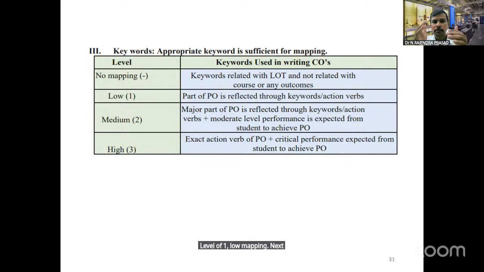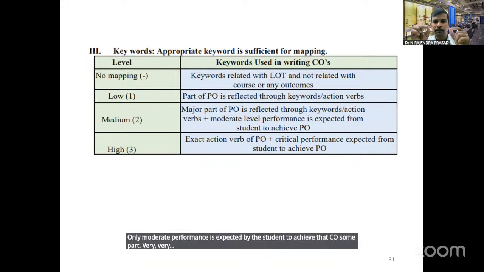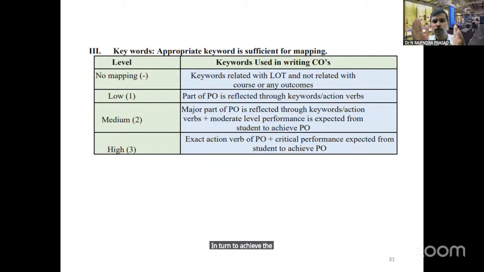Next, major part of PO is reflected in CO. Only moderate performance is expected by the student to achieve that CO. Some part, very minimal part of the CO is appearing in PO. In order to achieve that CO, the student has to perform very moderately in turn to achieve the PO. Then you map at level 2, medium.